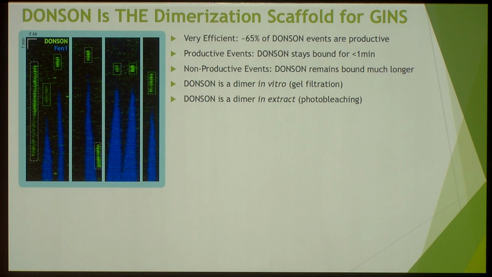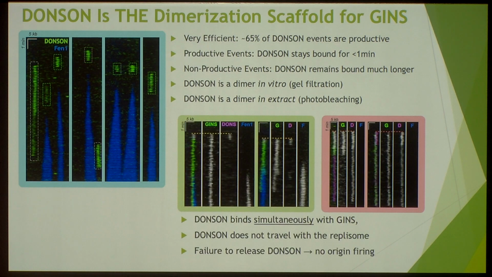Now, again, the killer experiment is simultaneous imaging of Donson and GINS, and they should be arriving together. And to our great satisfaction, they did indeed arrive together. So GINS, the green signal, is recruited at the same time as Donson. Donson leaves, GINS stays behind. You get replication initiation. And our data says that Donson does not travel with the replisome, right? All of these productive events dissociate.